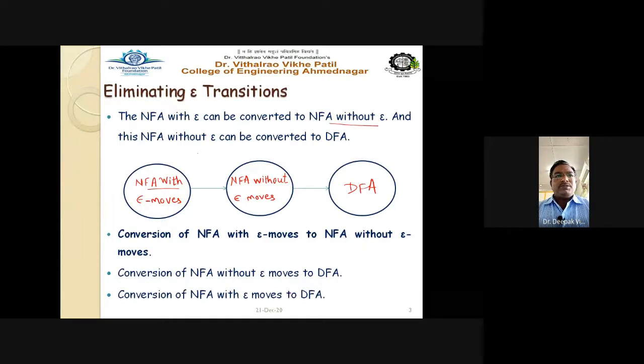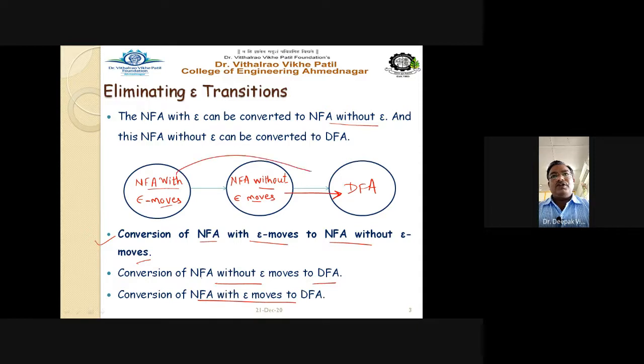So what exactly is the process that we are going to see? So remember these 3 points: the conversion of NFA with epsilon moves to NFA without epsilon moves, right? Then this is the first one. The second one, conversion of NFA without epsilon moves to DFA. So once you convert NFA with epsilon moves to NFA without epsilon moves, then it is easy to convert that NFA without epsilon moves to DFA. This is the first part. The second part is conversion of NFA with epsilon moves to DFA.